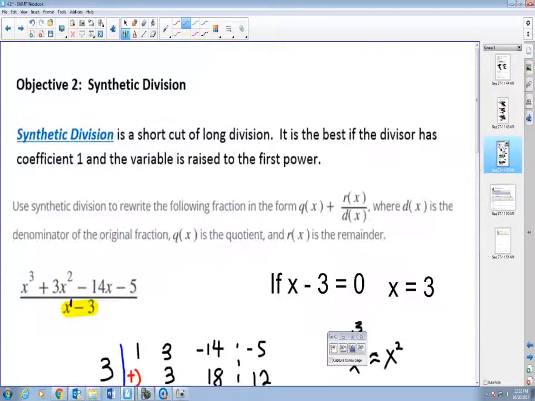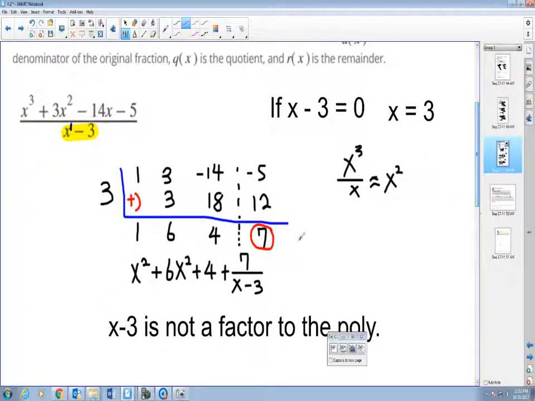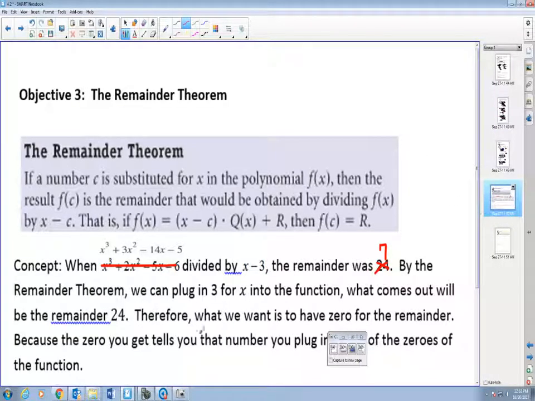Okay, let's go back to this problem one more time. Remember, the remainder was 7. Then by the remainder theorem, what it's trying to say is we can actually plug in 3. Remember, 3 was what I used as a divisor in the synthetic division. We can plug in 3 for x into the function. What comes out will be the remainder 7.